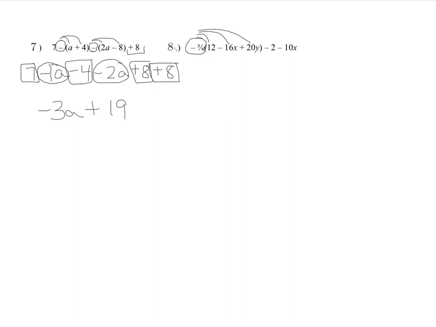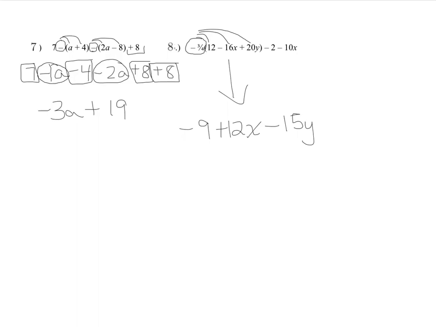So think about it. Negative 3/4 of 12. Think of 1/4 of 12. 1/4 of 12 is 3, so 3/4 of 12 must be 9. So you're multiplying by a negative. I'm going to put this down here. So you get negative 9. And then negative 3/4 times negative 16x, well, that's going to give you positive 12x. Because 3/4 of 16 is 12, right? 1/4 of 16 is 4. 3 times 4 is 12. And then negative 3/4 times 20y, well, that's going to give me negative 15y, because 3/4 of 20 is 15.